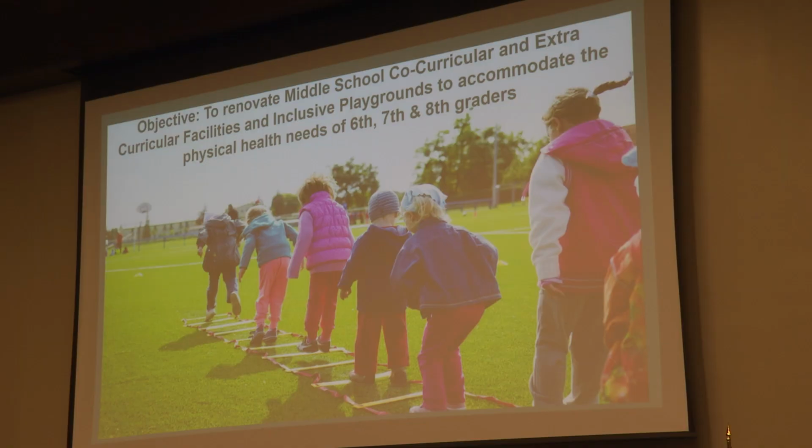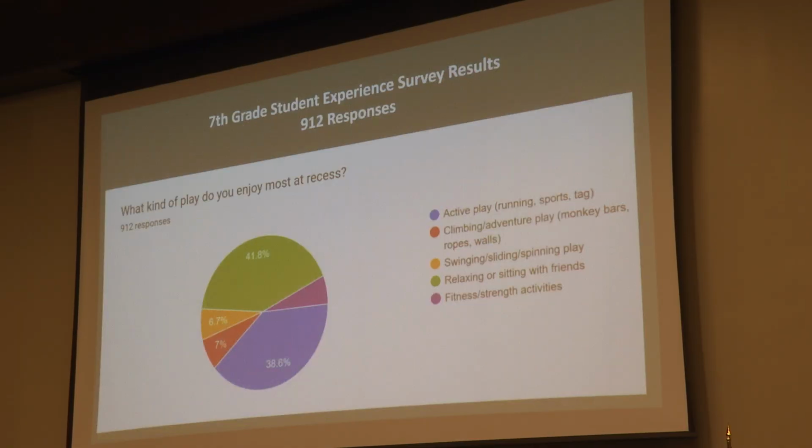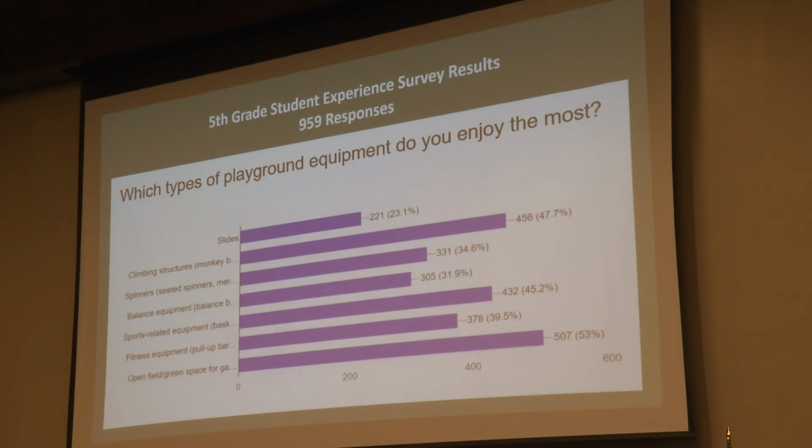Ms. Huddle? Yeah, Dr. Ross, if you go back to those charts, so the ones that are blue, is this A&E going to look at all of these items? So what we're going to do is, it gives us the option of looking at a myriad of them, but what we're looking at is the high responses. So that's open field, green spaces, sports-related equipment.